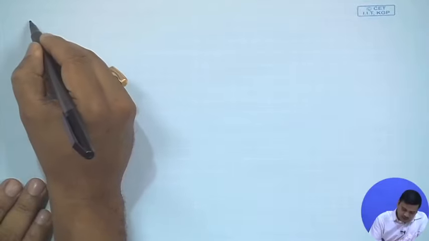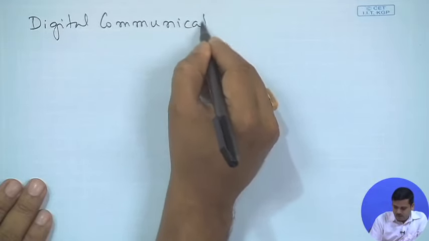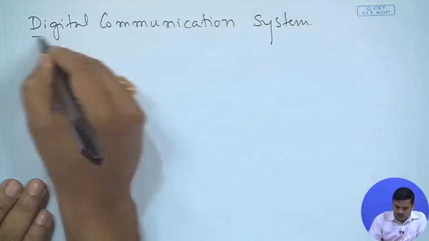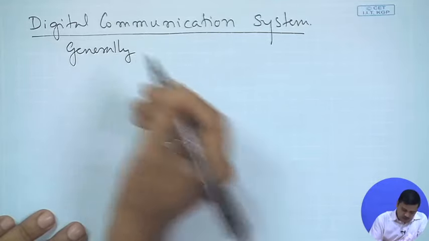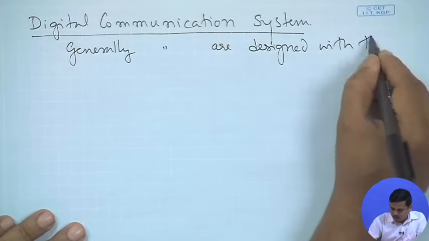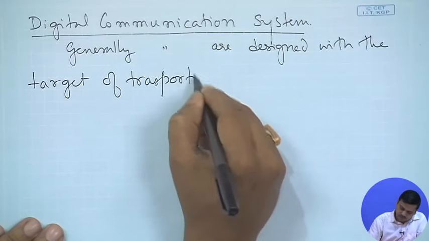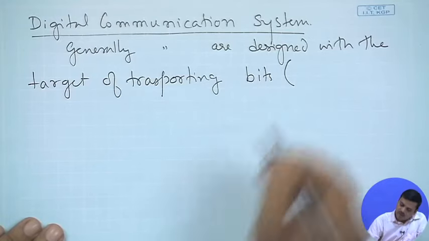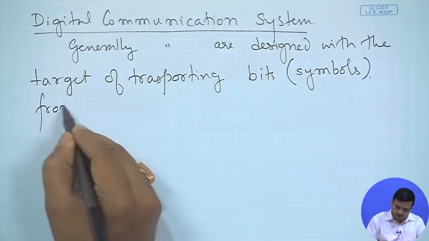and we can define in general terms a digital communication system. We can say generally digital communication systems are designed with the target of transporting bits. We are using a bit of layman's terms in the beginning. Earlier it was messages. So from messages we have now come to bits, and if you are a little bit more advanced, you can say that it is involved with symbols. So it is the transferring of symbols from the transmitter.